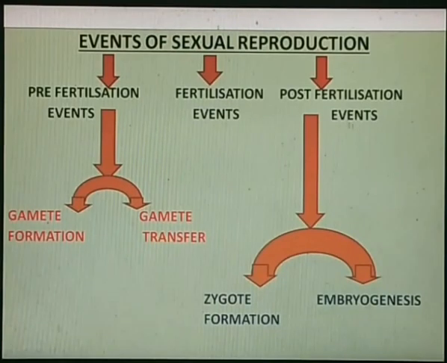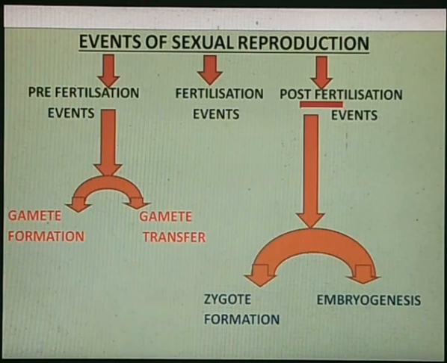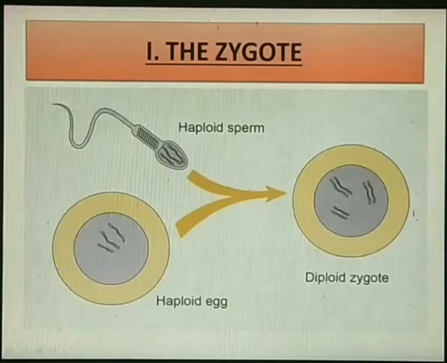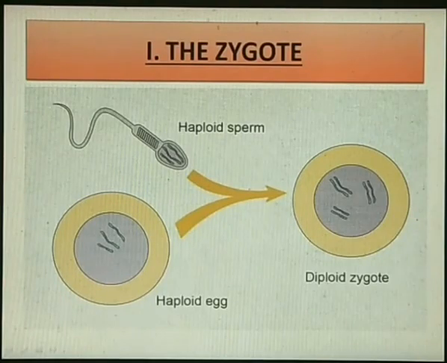So now we will move on to the third event, that is the post-fertilization event, wherein we will be discussing the zygote, how it is formed, and also what we mean by embryogenesis and how it is carried out. We already know now what a zygote is and how it is formed. So we know that the zygote is diploid and single celled.